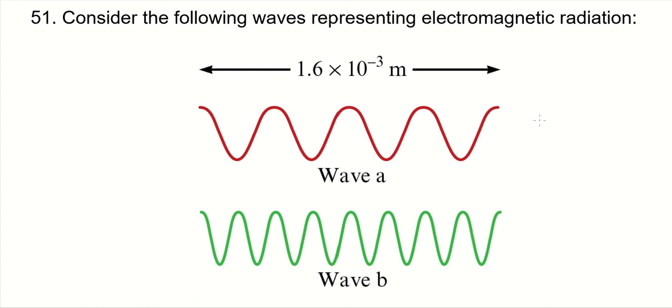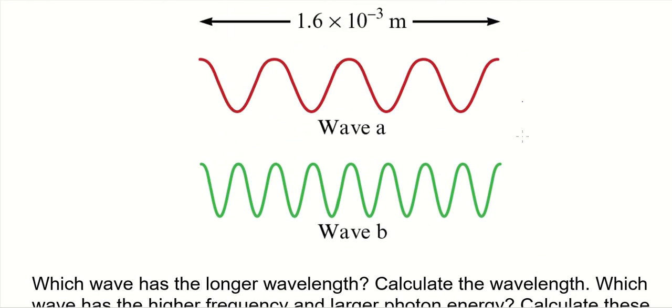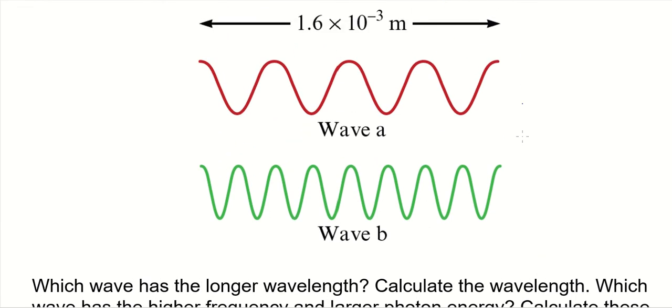Consider the following waves, and these waves are electromagnetic radiation. Which wave has a longer wavelength? Well, you don't need an explanation for that. It's wave A, right? Because it's just longer. The answer to that is wave A.